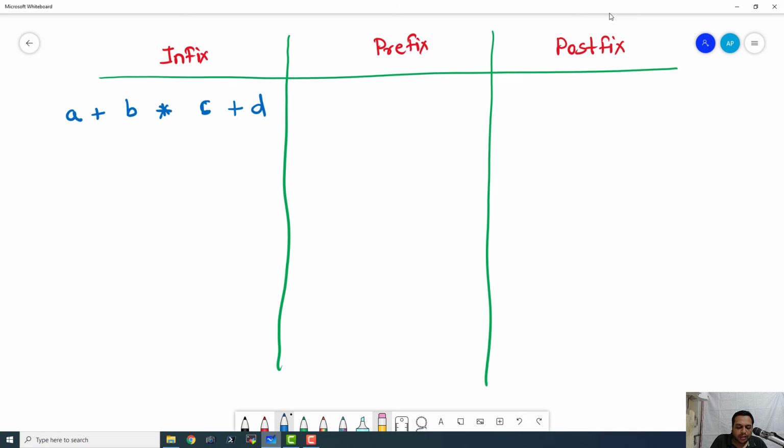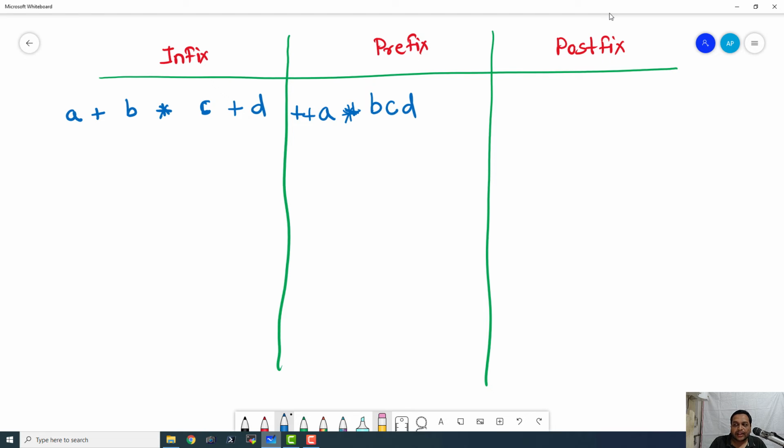So we know that this multiplication has got the highest priority. So we have to compute this thing first, okay? So we have to write here in prefix B, C and multiplication symbol. And then this is the multiplication symbol, then the A and addition symbol. Similarly, D and addition symbol. So this is the prefix of this entire statement.